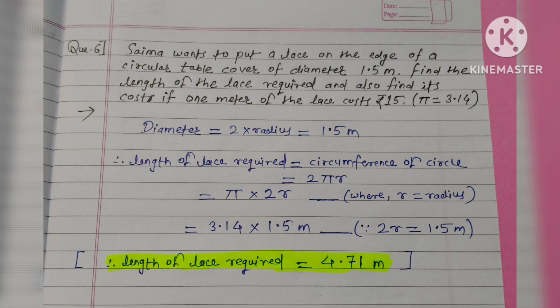Here we know the diameter, that is 1.5 meter. We know the diameter is equal to 2 times radius, so 2 into r is equal to 1.5 meter. Now let's find the length of the lace required. The length of the lace required is nothing but the circumference of the circle, and we find the circumference using the formula 2 pi r. Pi we are taking as 3.14, and 2 times radius is 1.5 meter. After calculation, we get the length of the lace required as 4.71 meter.